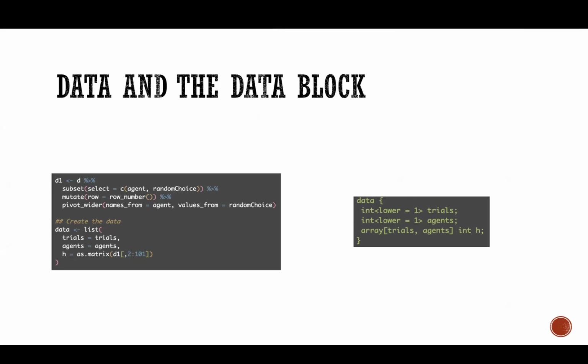When we define the data block in Stan, we have an integer, that's the number of trials with a minimum of 1. Otherwise, what the heck are we doing here? There's an integer number of agents with a minimum of 1. And there is an array which has trials rows and agents columns, which is an integer, because again, it's choices, 0 or 1, or 1 or 2, according to how we're coding it.